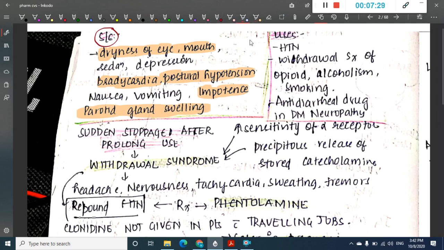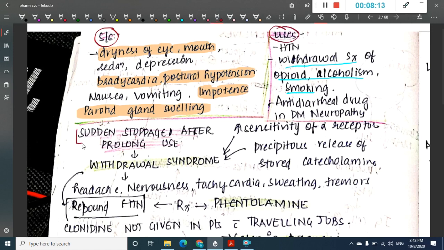Then what are the uses of clonidine? It is used in hypertension because it decreases blood pressure. It is also used for withdrawal symptoms of opioid, alcoholism and smoking. It can also be used as an anti-diarrheal drug in diabetes mellitus or neuropathy. The main use is hypertension, and along with that it is used for withdrawal symptoms of opioid, alcoholism and smoking.